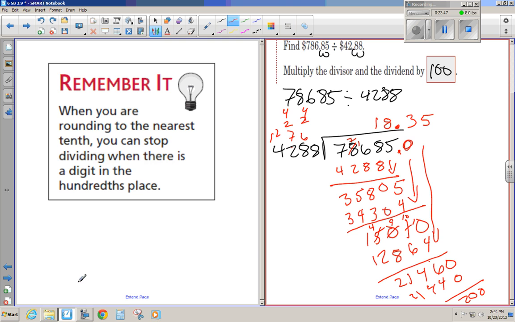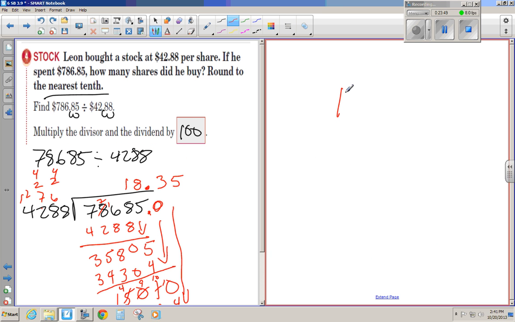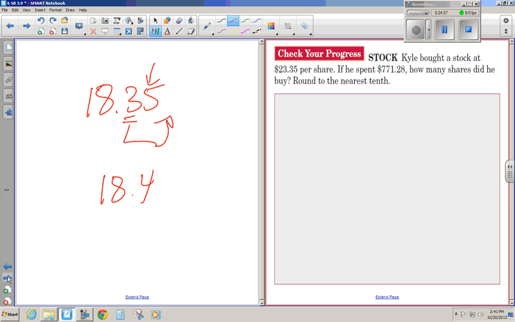Now we have to take a look at 18.35. We say we're rounding to the nearest tenth. So we look at this and we say 5 into the sky, which means the 3 goes up. Your answer should be 18.4. All right, this is the last part here.